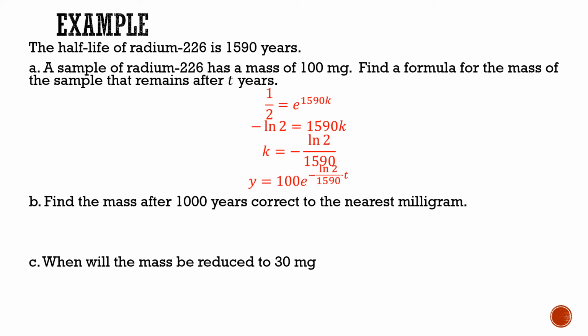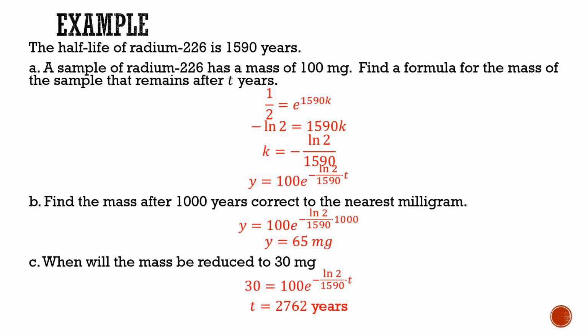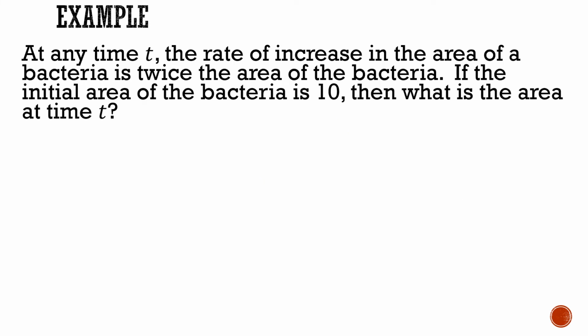The next question says find the mass after 1,000 years, correct to the nearest milligram. I take my formula, plug in 1,000, and put that in my calculator, and I get 65 milligrams. The last question says when will the mass be reduced to 30 milligrams? I set my equation equal to 30. I can either use the solve feature on my calculator, or I can divide by 100 and ln both sides. Either way, you get t equals 2,762 years.